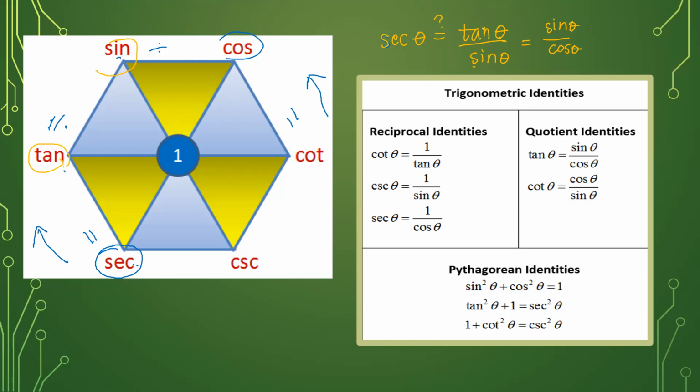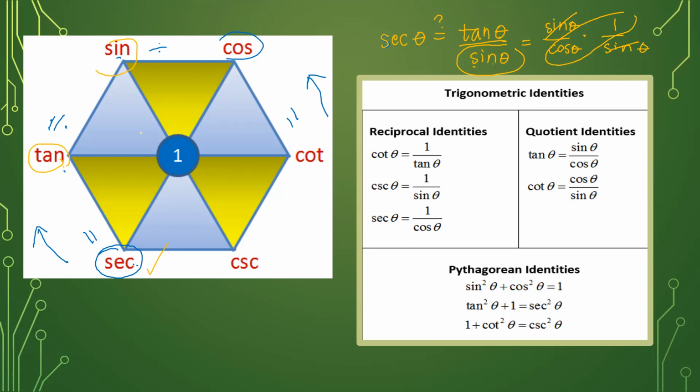Tapos, di ba, yung ating division is multiplication by the reciprocal. So, ang reciprocal ng sine theta is 1 over sine theta. Ayun, so magka-cancel yung sine theta. You're left with 1 over cosine theta, which is secant theta nga. Okay. Ayun, so ganun yung ating trigo piatos.